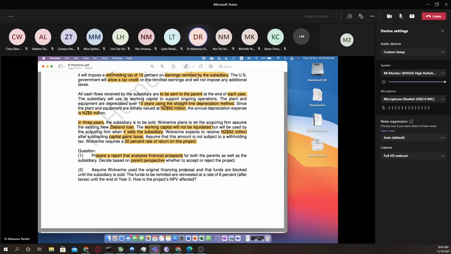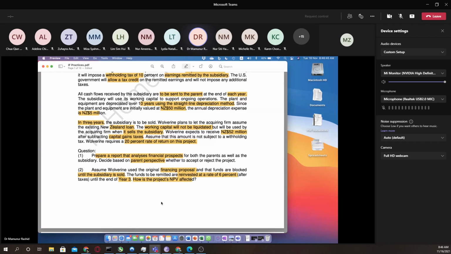And then question 2 is: assume Wolverine used the original financing proposal that funds are blocked until the subsidiary is sold. That funds are blocked, meaning that you cannot send any funds to your country. These are blocked until the subsidiary is sold. Funds to be remitted are reinvested at a rate of 6%. Remember the previous example we have done? You can reinvest in the Malaysian market. So this one you can reinvest in the Singapore market, New Zealand market at a 6% rate after taxes until the end of year 3. So until the year end of operation, you can reinvest your income at a 6% rate after tax. How is the project's NPV affected? So how is your decision in question number 1 changed if this alternative is considered.